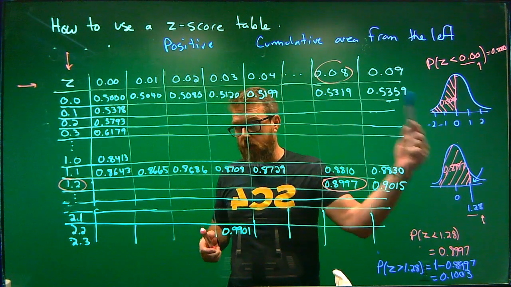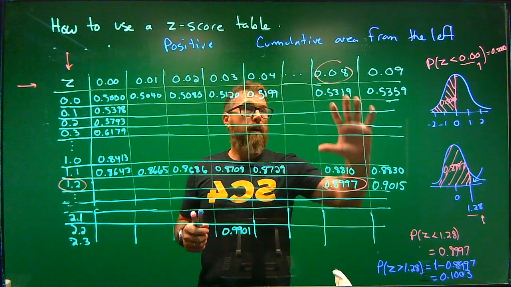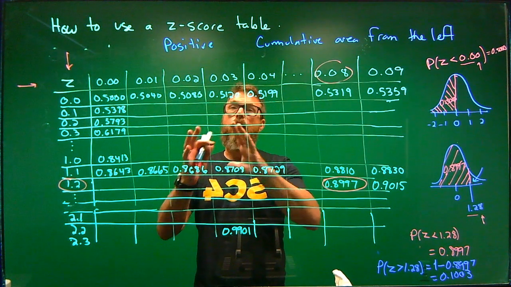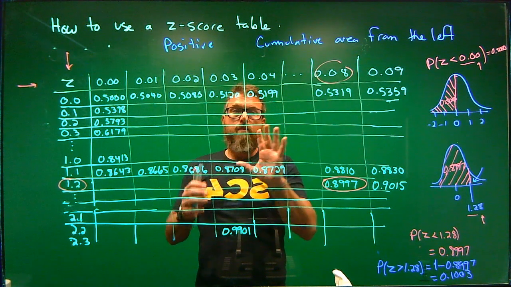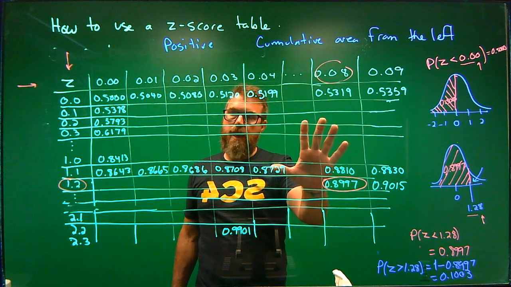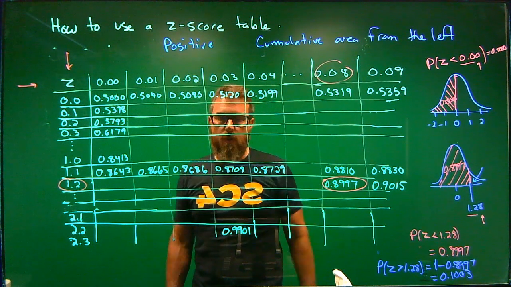So you have to get clever with your z-score table. It only gives you cumulative area to the left. So let me put a couple examples on there. I will show you the value of the table, and then we'll talk about how we go left and how we go right and how we go between.